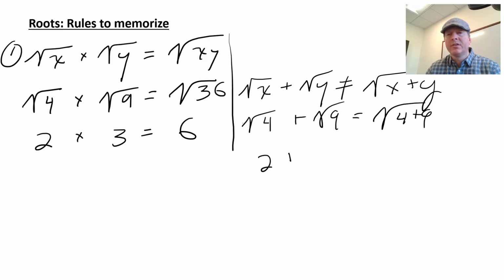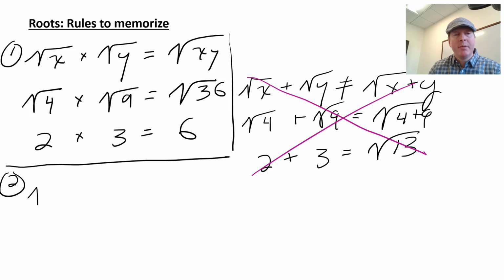Is √2 + √3 equal to the square root of 13? No, they are not the same. A second rule to memorize: how about the square root of x over y?